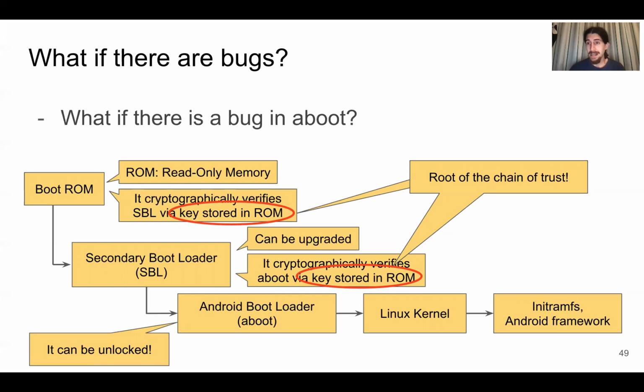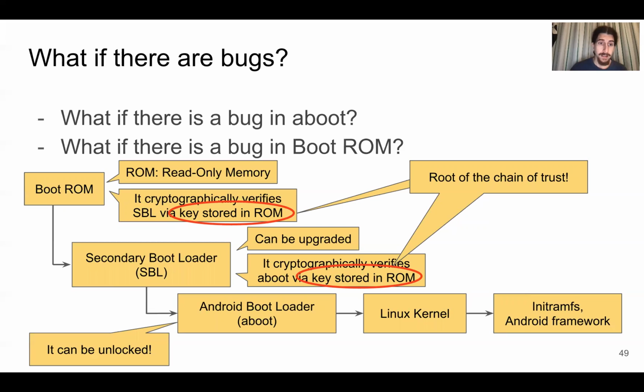Because if there is a bug there, I can just maybe attach my USB cable, do something bad, and now I get access to the entire phone. I can somehow bypass the locking mechanism because that's implemented in a boot, and so forth. So that's very bad. But what's even worse is if the bug happens in boot ROM.